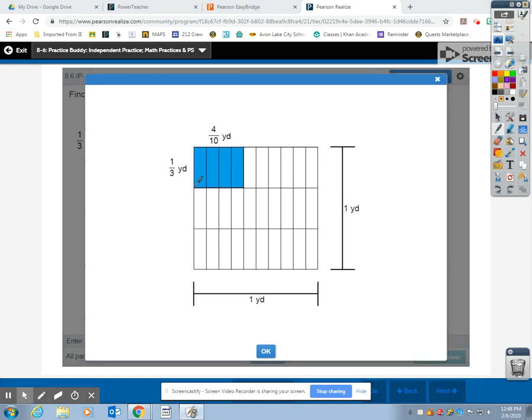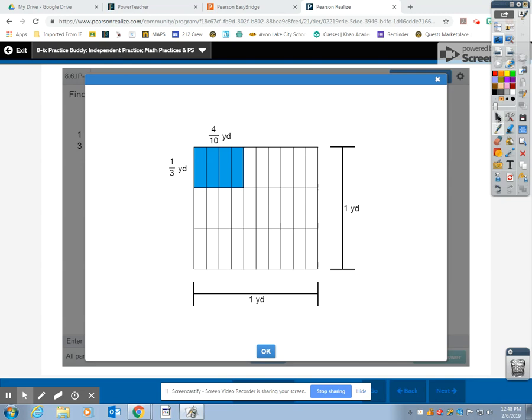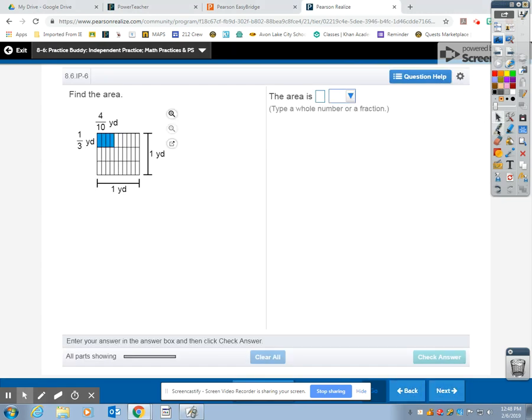So here's my one whole shape. It's 1 yard by 1 yard. I've broken it up into tenths up and down, and I've shaded in 4 of those tenths, so all of this would be shaded in one color. And then I take a look at the thirds. So here's 1/3, 2/3, 3/3, and I've shaded in 1/3 of it in this color. And again, I am focused now on that blue overlap section. That's where we're getting the 1/3 times 4/10, and that's the math that I'm going to do.